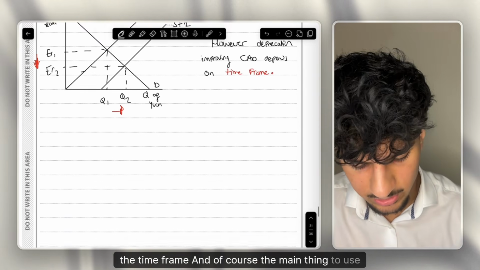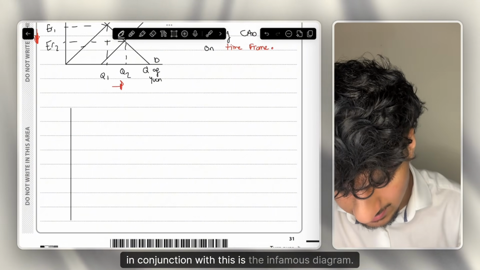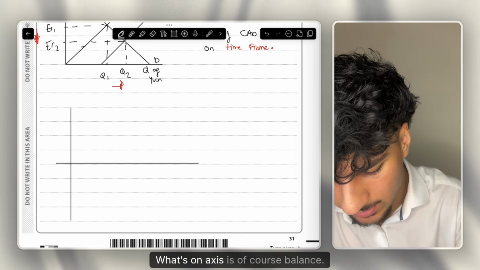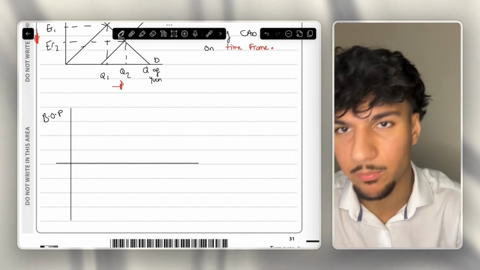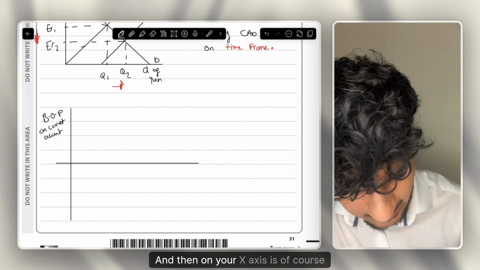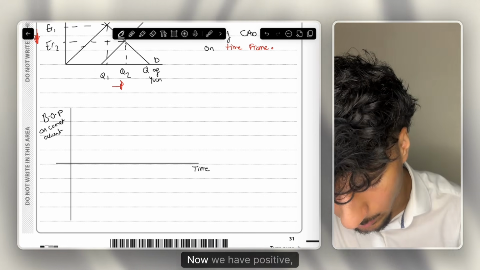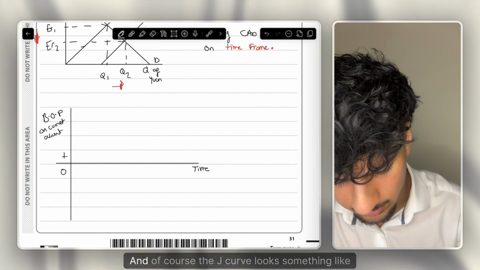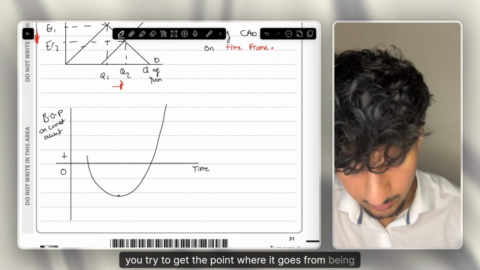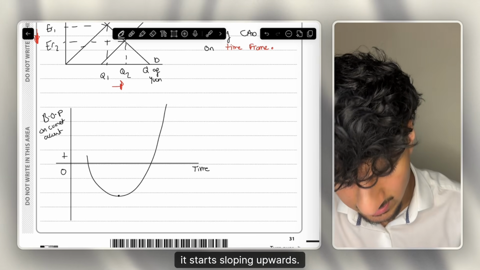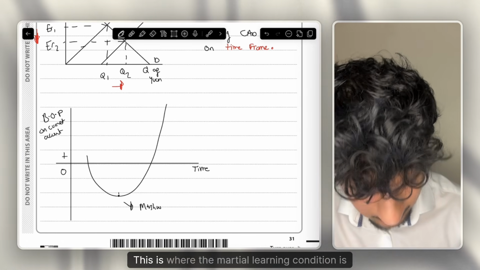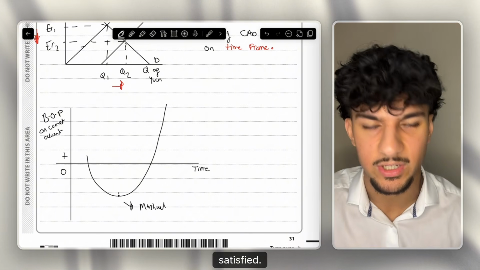And of course, the main thing to use in conjunction with this is the infamous diagram. I love it because it's a bit different to the normal diagrams. What's on our axis is of course balance, and make sure you write this out fully, balance of payments on the current account on the y-axis, and then on your x-axis is of course time. Then we have positive, we have negative current account, and of course the J-curve looks something like this. You try to get the point where it starts sloping upwards, and this point here, you could label the Marshall-Lerner condition is satisfied.